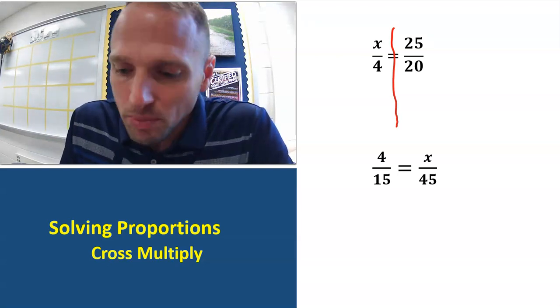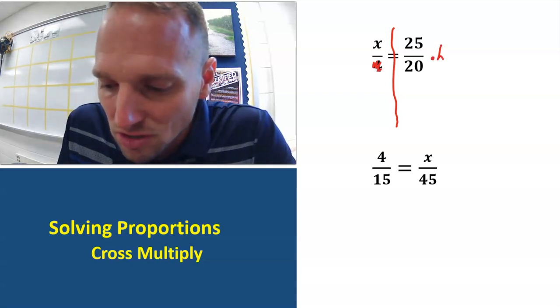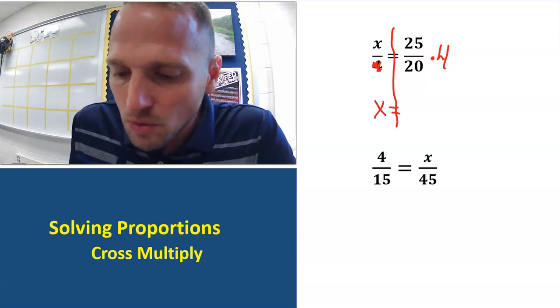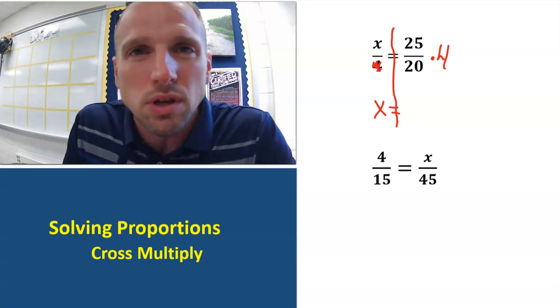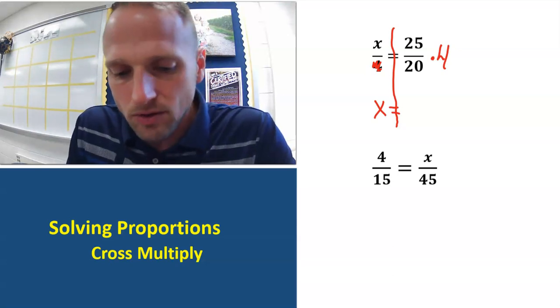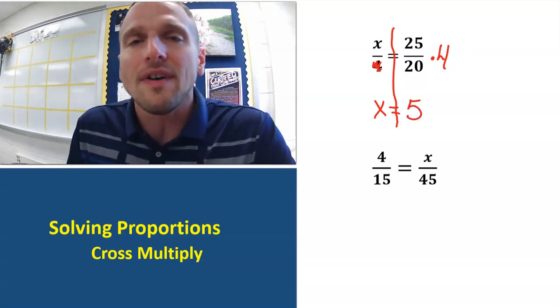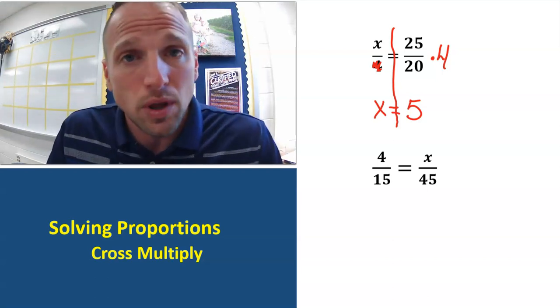Let's just multiply the 4 to the other side. So if I just bring the 4 across the line, change the sign, multiply it over, I'm just going to have x equals, well, what's 25 times 4? 25 times 4 is going to be 100, and 100 divided by 20, that's going to be 5. So this answer is going to be 5. So that's how we can solve it like a one-step equation that we have been doing.